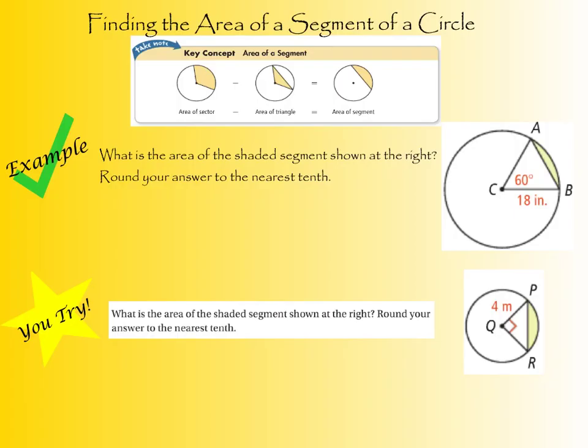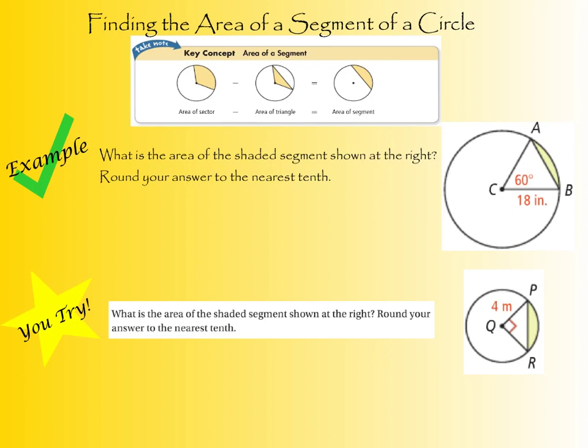Now let's find the area of a segment of a circle. Now, in this key concept right here, the area of a segment of a circle is this area right here. Now, what we can do is we can find the area of the sector, we can subtract the area of this triangle, and we're left with the area of the segment. So that's exactly what we're going to do. So in our example, it says, what is the area of the shaded segment shown at the right? So we just want to find this area right here. So first we're going to find the area of this whole sector.